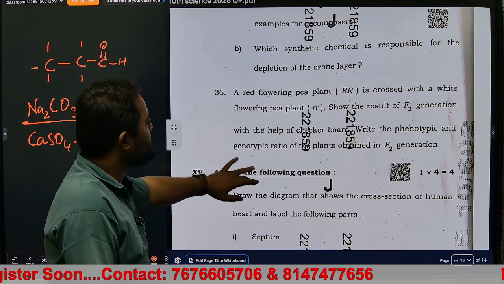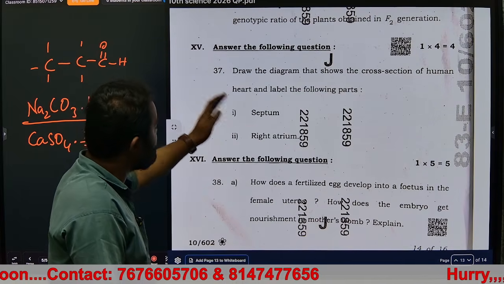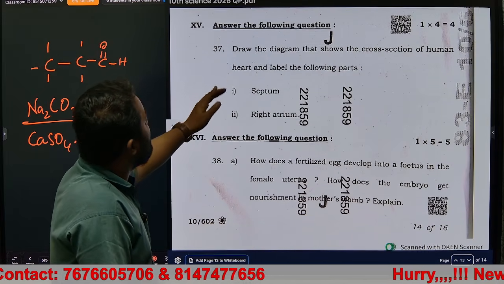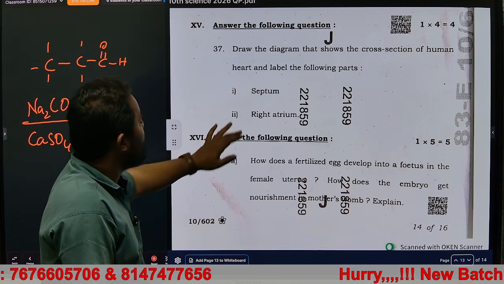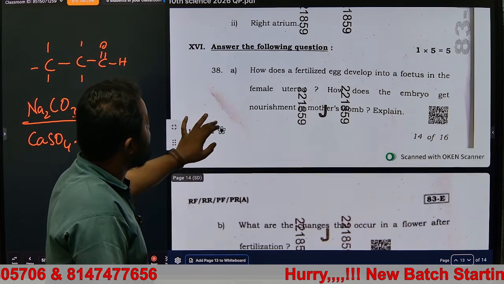It is a monohybrid cross. I hope you did that well also. Draw the diagram that shows the cross section of the human heart. It is the easiest question.